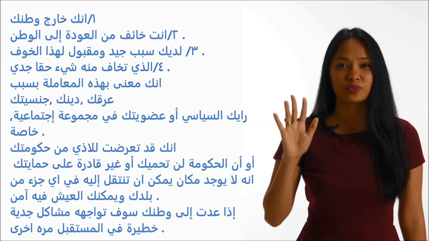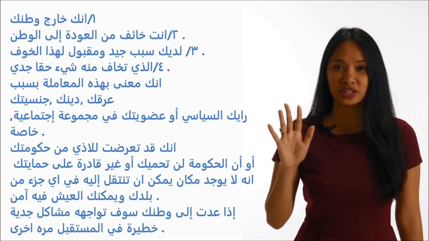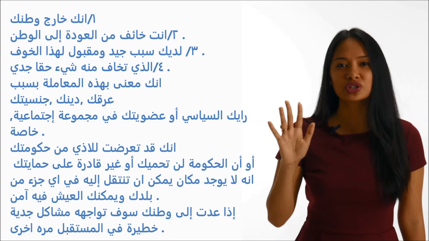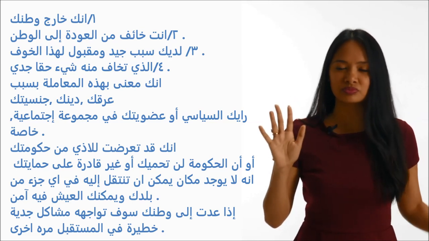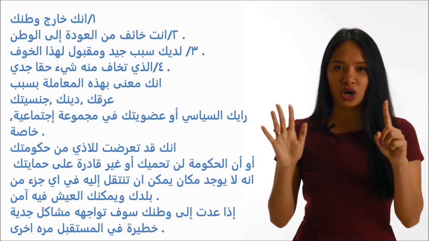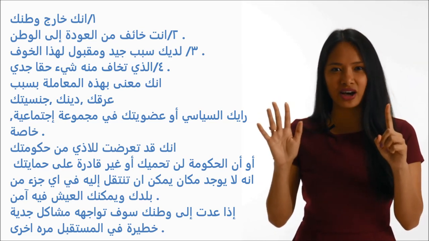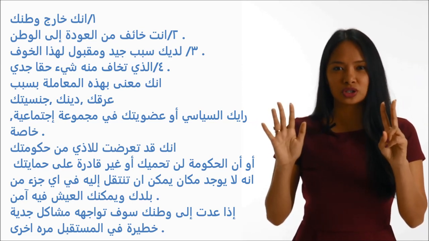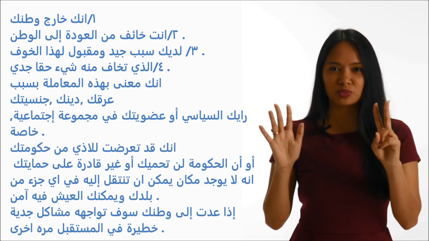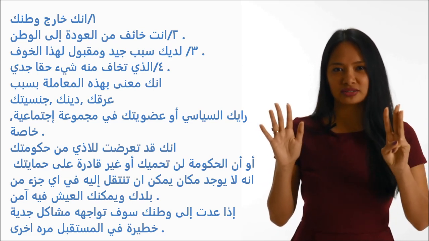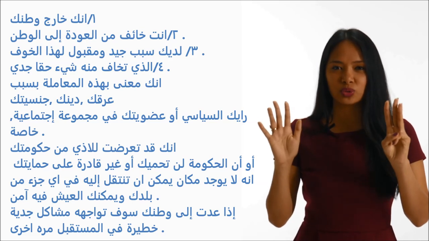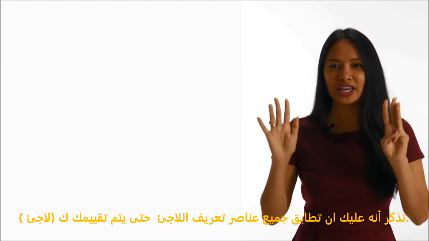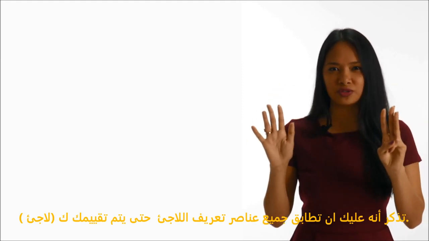Number five, you're being singled out for this type of treatment because of your race, nationality, religion, political opinion, or membership in a particular social group. Number six, the government has harmed you, or the government cannot and will not protect you. Number seven, it is unreasonable to ask you to move to a different part of your home country to be safe. Number eight, if you go back to your home country, you will face a future risk of serious harm. Remember, you have to meet all eight parts in order to be recognized as a refugee.